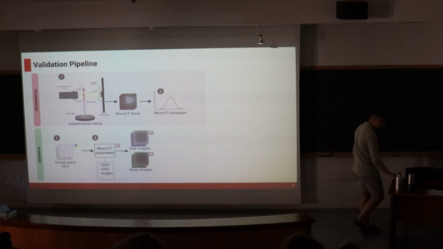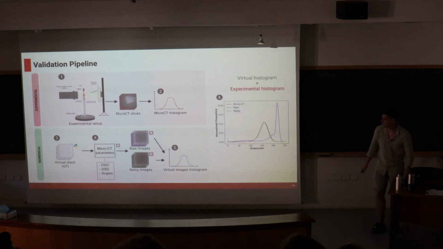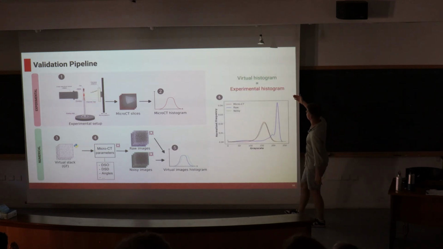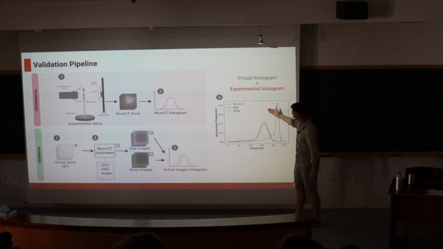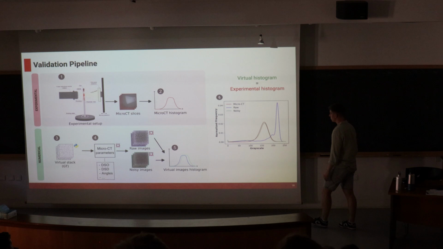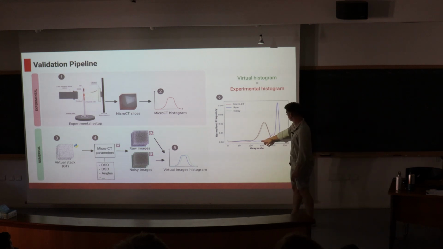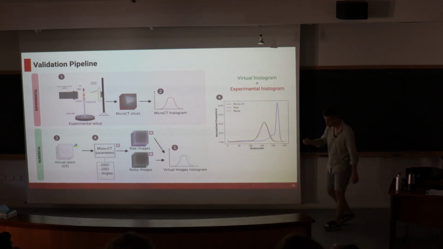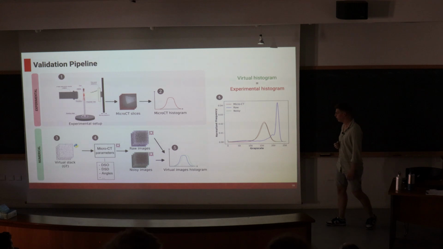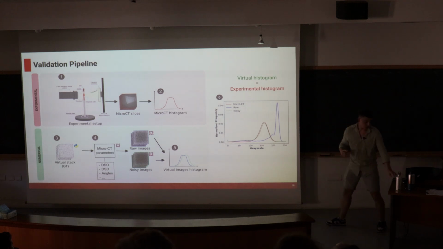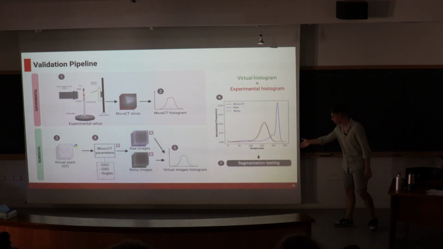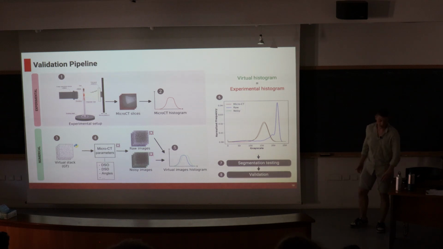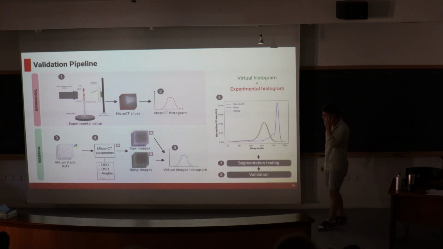Then I can extract those histograms, and basically what we want to do is to have a virtual histogram in green that matches the experimental histogram here in red. And that's what we did, okay? Because if we don't add any noise, you have this grayscale, okay, here for those images. So it is very important to add some noise to be more relevant for the grayscale histogram. And then we now have the possibility to test several segmentation techniques, and at the end to validate which one is the best.